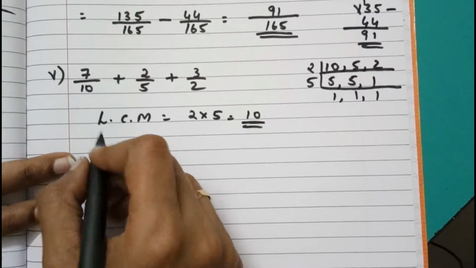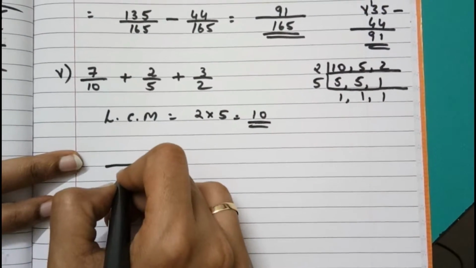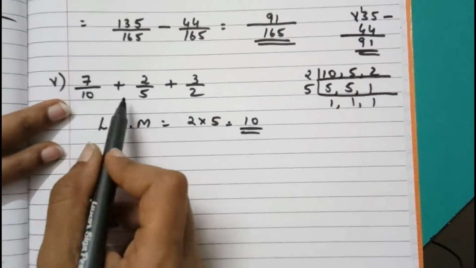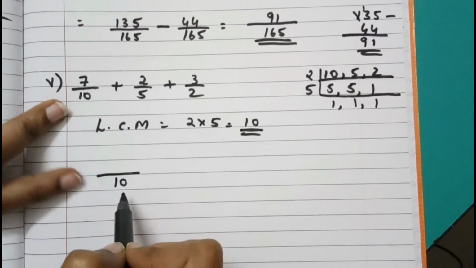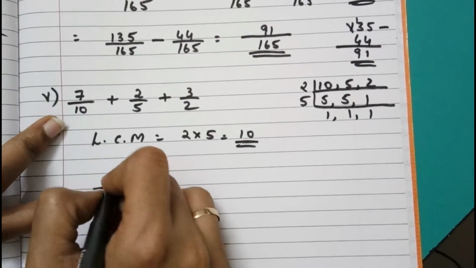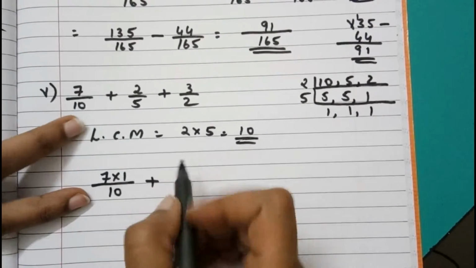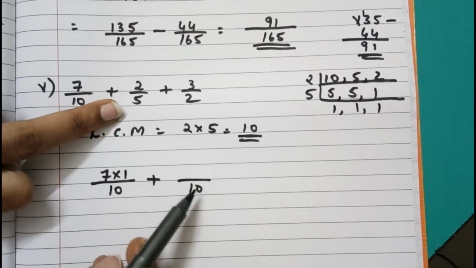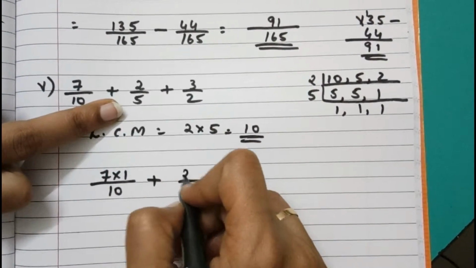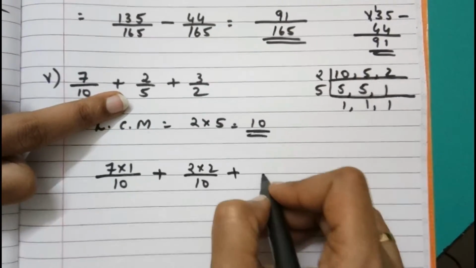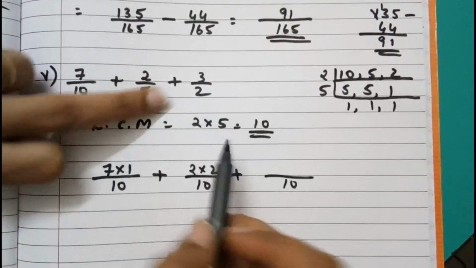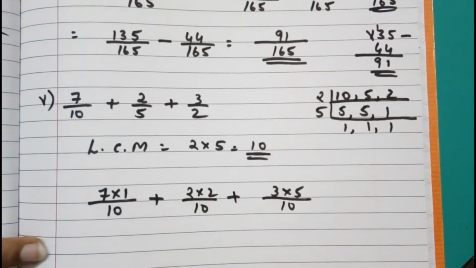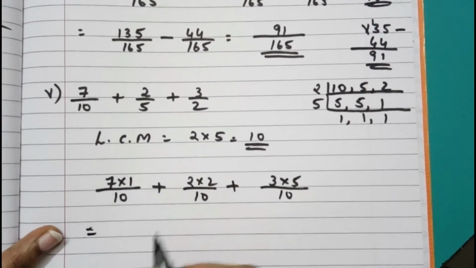So here in the first case, 10. Now 10 will go in 10 how many times? 1 time. So 7 into 1 plus, here the LCM, which is also the common denominator, is 10. 5 will go in 10 2 times. So it will be 2 into 2 plus, again common denominator 10. 2 will go in 10 5 times, which is 3 into 5. Clear? Understanding this? Now let's do the calculation.